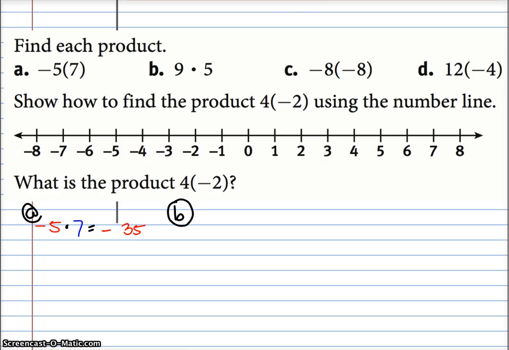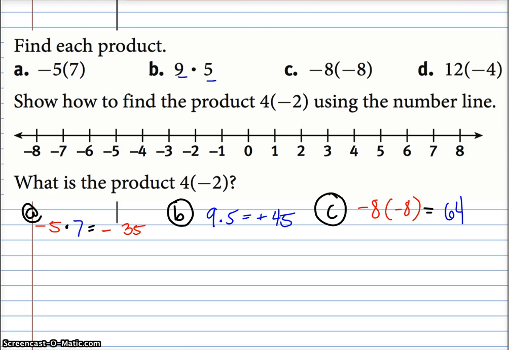Okay, here's B. Same sign, I have both positives, positive and positive. 9 times 5, same sign, positive solution. 9 times 5 is 45. C. Same sign again. Negative 8 times negative 8. Remember, if they're right next to each other and there's no symbol in between, like no plus or no minus, then we're multiplying. Negative times a negative equals a positive solution. Same sign, positive solution. 64.